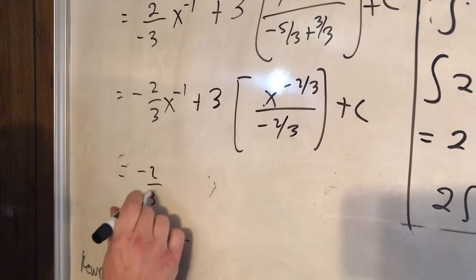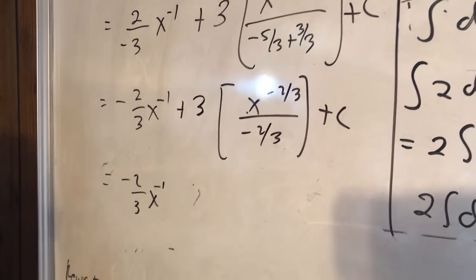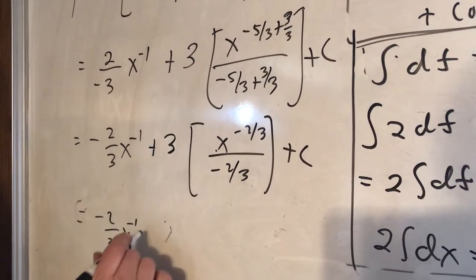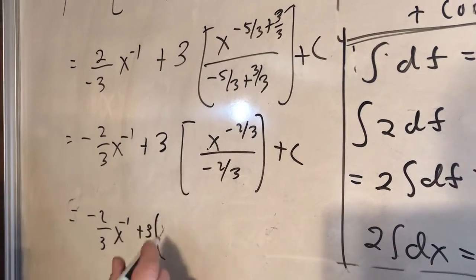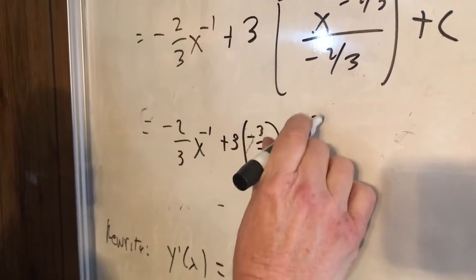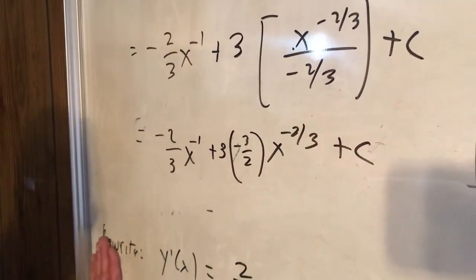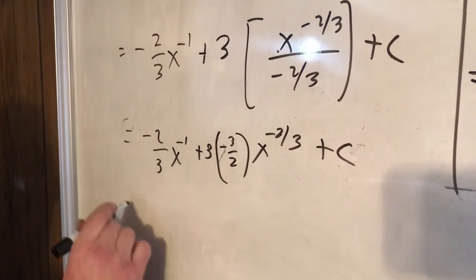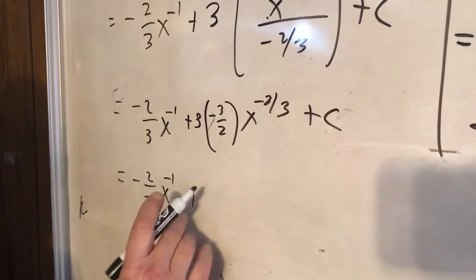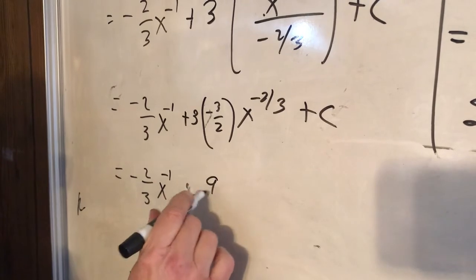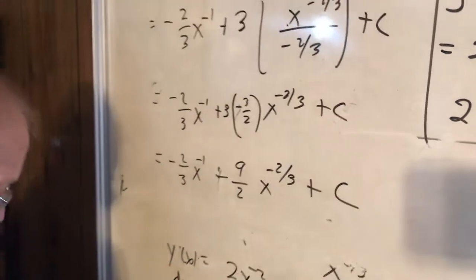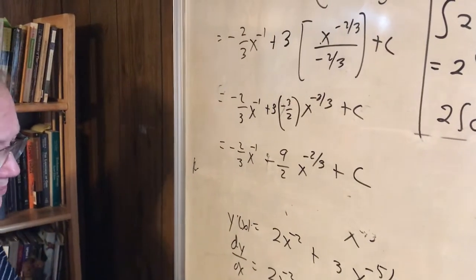And at long last we get minus 2/3 x to the minus 1. Now we're going to have 3 times minus 3 over 2. I'll write that out for you. I'm going to flip it. X to the minus 2/3 plus c. And finally, we're going to get minus 2/3 x to the minus 1, minus 9/2 x to the minus 2/3 plus c. Now that was a complicated one.